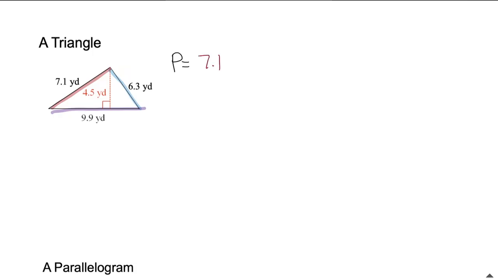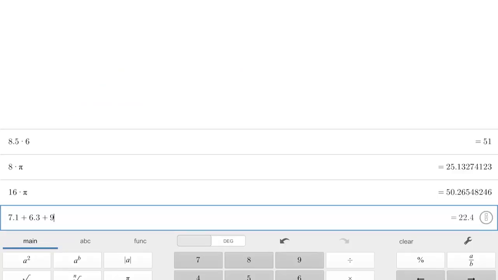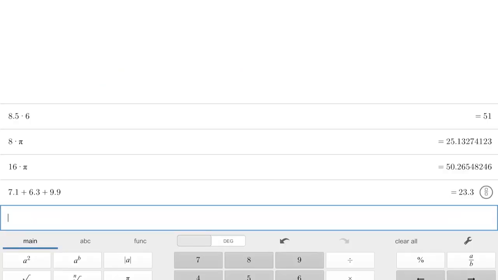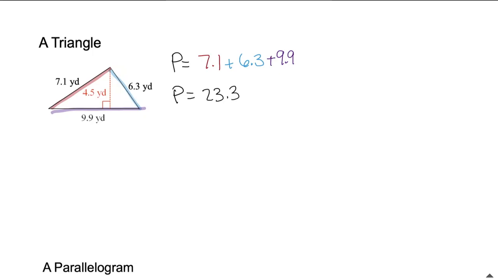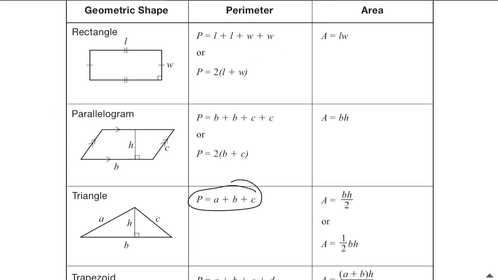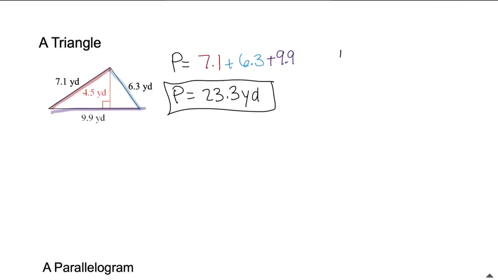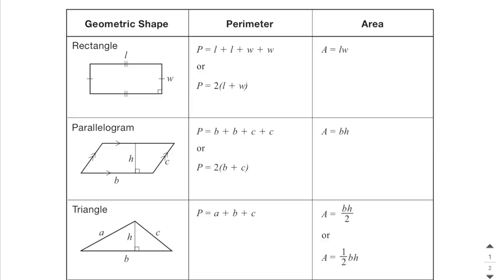So we know our area and we know our circumference. In our next example, we want to find the perimeter of our triangle. So the perimeter of the triangle will just be all three of our sides added up together. So we have this red side, the 7.1, we have this blue side, the 6.3, and then we have this purple side, this 9.9. So I'm just going to add 7.1 plus 6.3 plus 9.9. And let's go ahead and type that into our calculator.